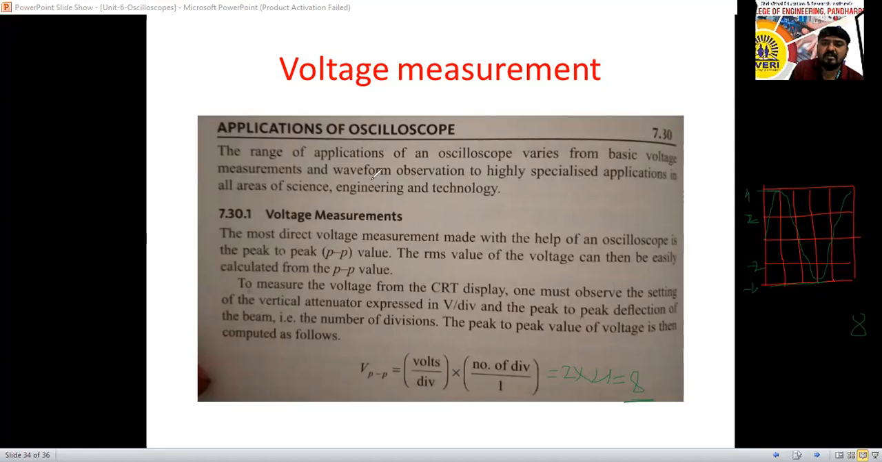So the range of application of oscilloscope varies from basic voltage measurement and waveform observation to highly specialized applications. So basic waveform measurement is different and highly application-based is different. So from this peak to peak voltage, we are going to use this formula: volts per division, how much voltage is there per division, and the number of divisions.